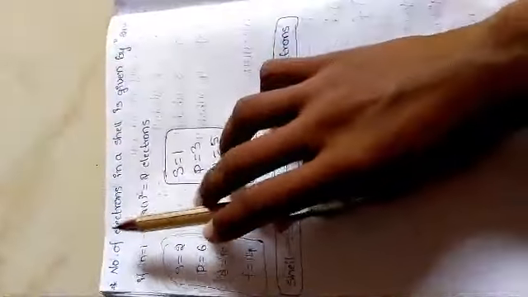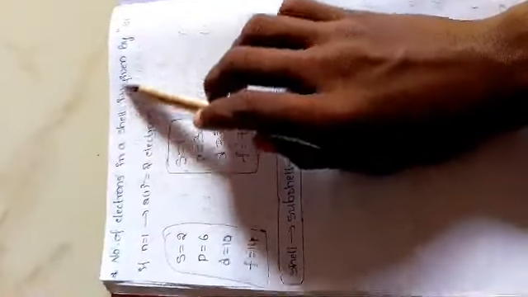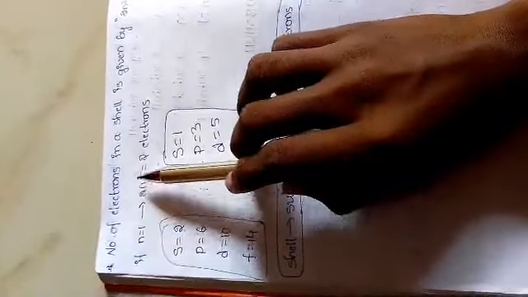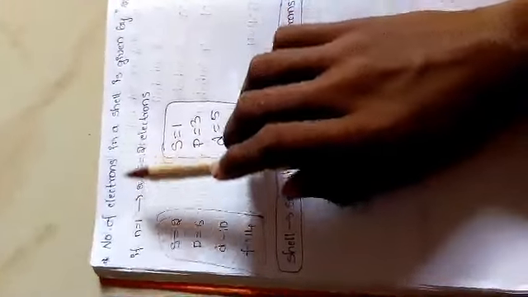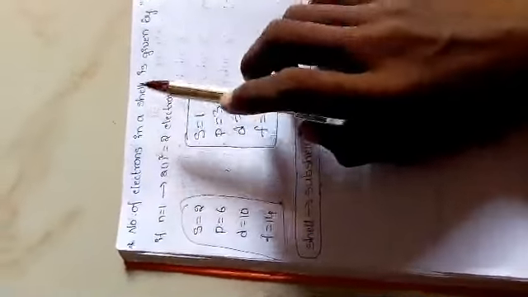Now let us learn how to find number of electrons in a shell. Here number of electrons in a shell is given by 2n square. If we substitute n equals 1 in the formula, we get 2 electrons. Meaning the first shell is capable of holding only 2 electrons in it.